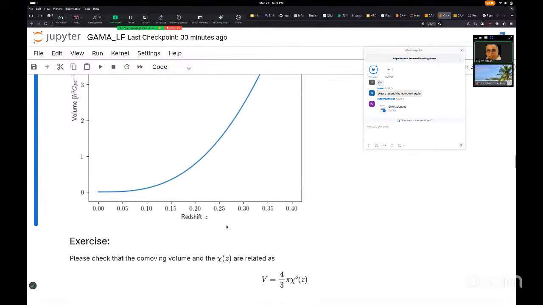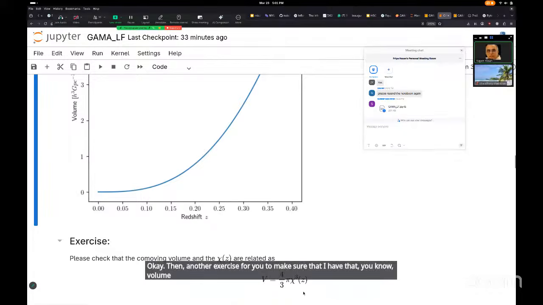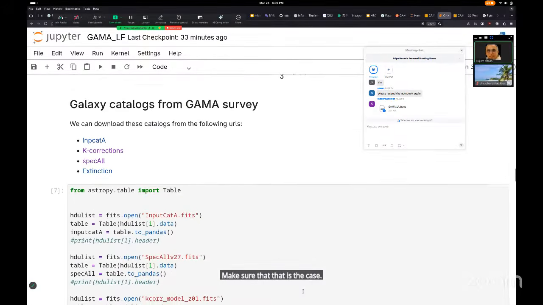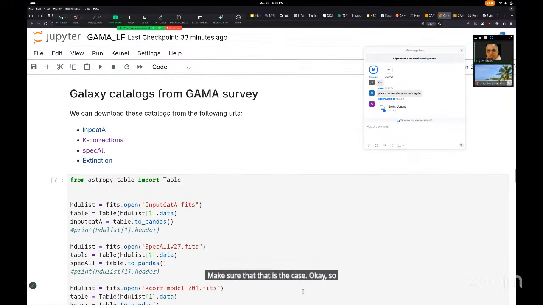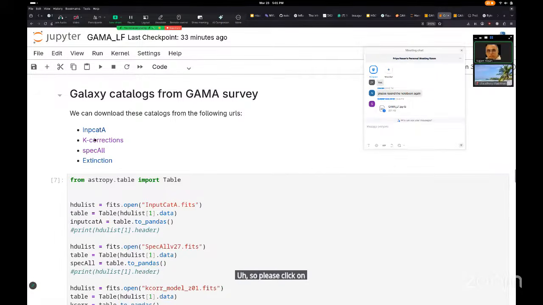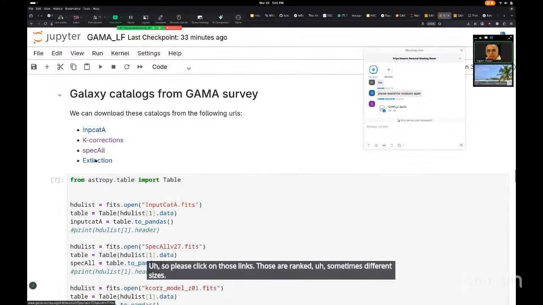Okay. Then another exercise for you to make sure that chi of z and the volume are exactly related by this factor. Make sure that that is the case. Okay, so now let's come to galaxy catalogs from the GAMA survey. So there are 4 different catalogs that you need to download. So please click on those links. Those are 100 megabytes, sometimes different sizes. So please download all those files.